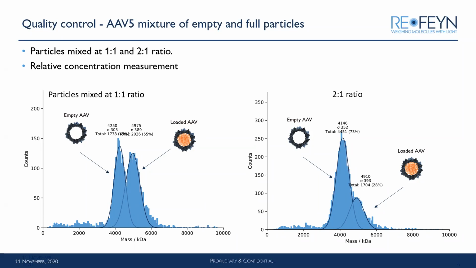So other techniques that do care about shape are not necessarily able to distinguish between a loaded virus and an unloaded virus, loaded usually with DNA. We can detect it really easily, and here's an example of how we can quantify the relative concentrations of the empty and loaded. And this is done in 5 minutes of measurements and analysis, which is a really useful tool for AAVs.